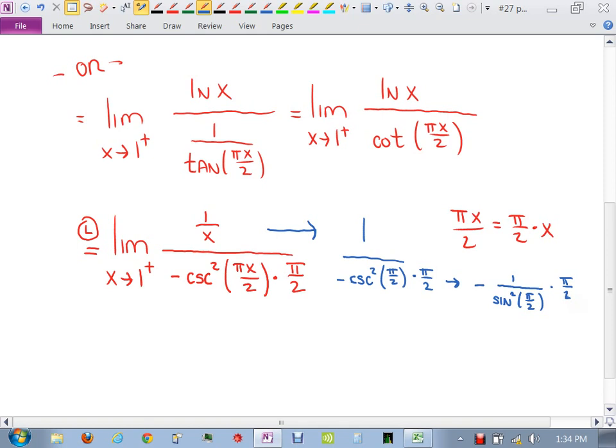I wrote that kind of small. Can you all see that? Cosecant is 1 over sine. So cosecant squared is 1 over sine squared. And then that pi over 2 is sitting out there. So what's sine of pi over 2? 1. 1 squared, 1. 1 divided by 1, 1. Negative. So what do you get on the bottom at the end of all this? Negative 1 on the bottom, right? But then times pi over 2. Right? Wasn't there a pi over 2 out here? So you get negative pi over 2 on the bottom?